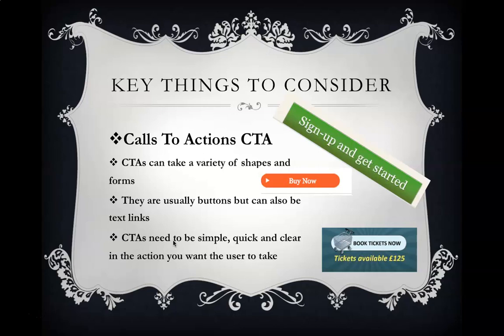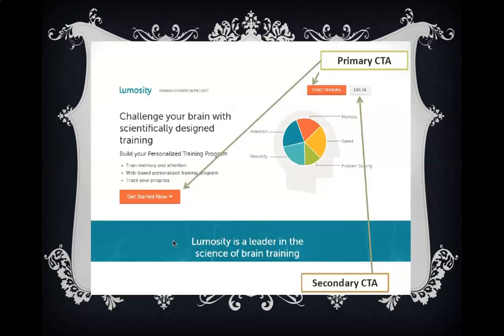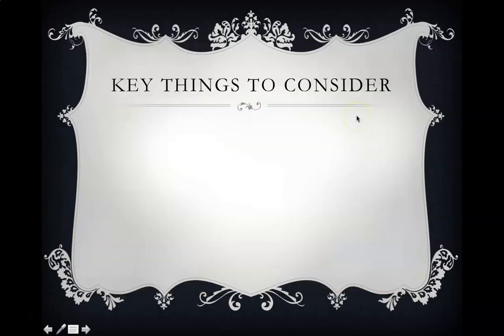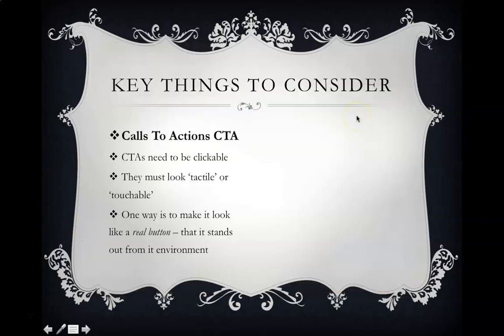But sometimes it just needs to be stated, and you've probably come across more call to actions in your life now than I have, given how much you're online. Just here's a little example of Lumosity's website, and they have a primary call to action, or two primary call to actions. So you can see the get started now and start training, and of course a secondary call to action. We don't tend to have too many call to actions.